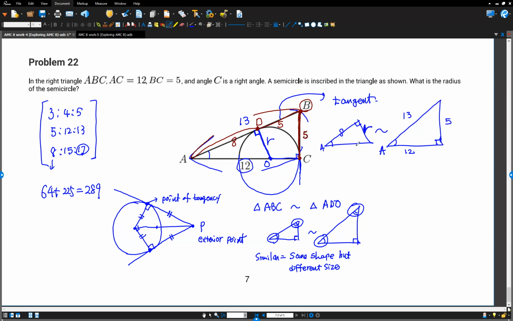Okay, I'm going to use the corresponding sides. In the same triangle, you can use it too. 8 over R equals, which will correspond to side 8? This is the corresponding side 8, what? Because 8 is between angle A and 90. This 12 is A and 90. So 12 over 5, isn't it? That's the ratio.